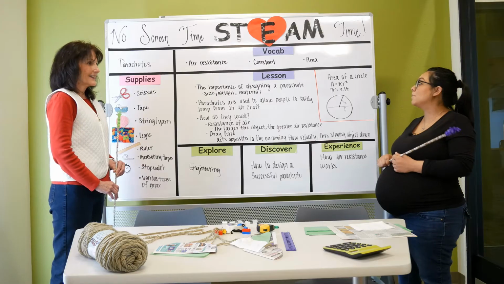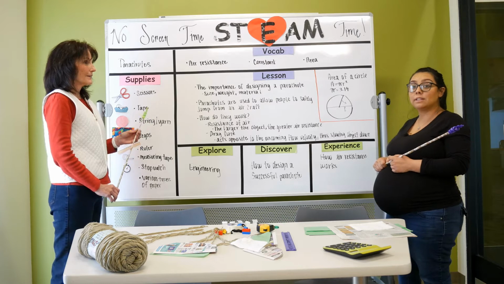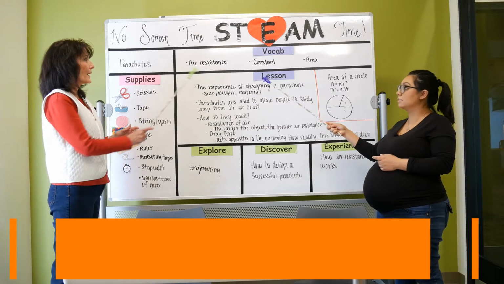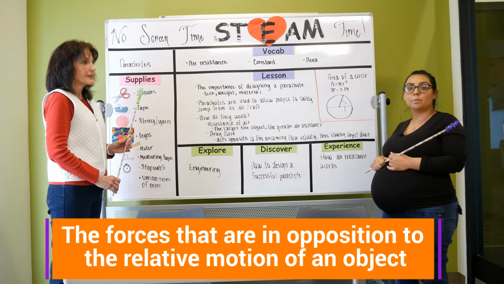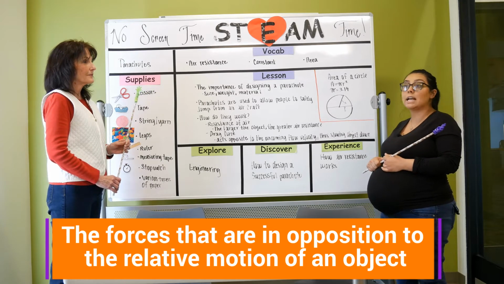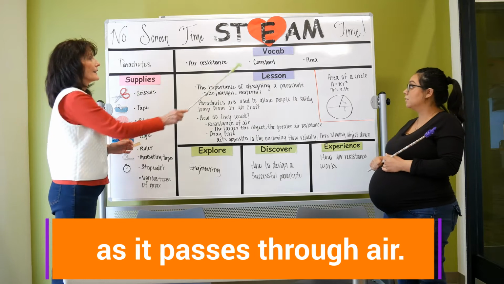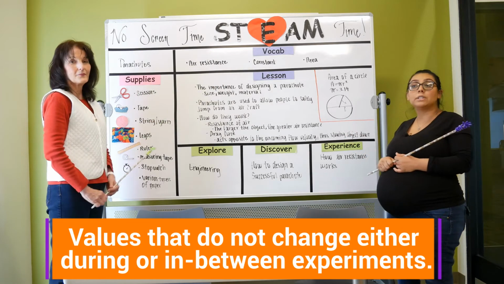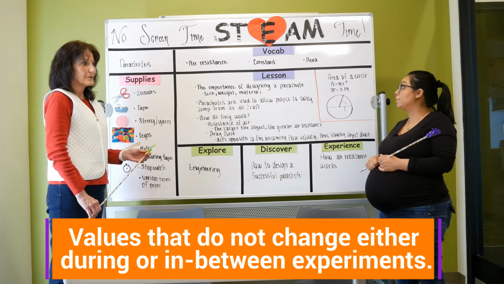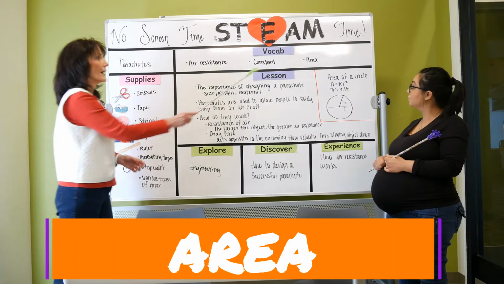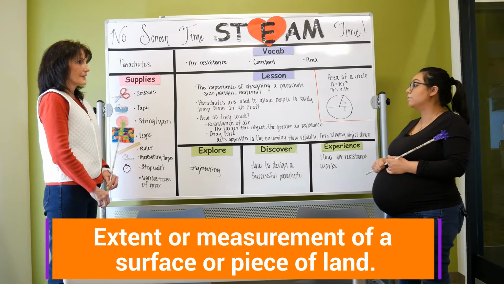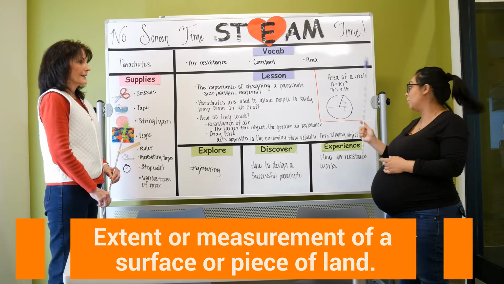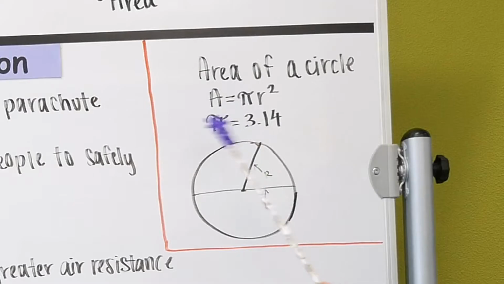Don't forget to be on the lookout for the following STEAM vocabulary, which are air resistance, which are the forces that are in opposition to the relative motion of an object as it passes through air; constant, values that do not change either during or between experiments; and area, that is the extent or measurement of a surface or piece of land. And we are going to be using this fun little equation today to find the area of our parachutes.